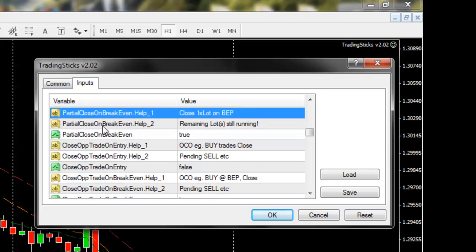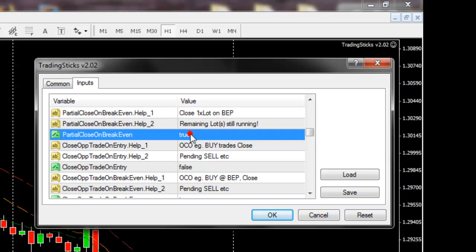Okay, so we want a partial close on break even. We're going to set the option to true, so when the trade hits 30 pips of profit, half the trade is going to close out for the 30 pips and the other half is going to lock in 10 pips. So effectively we've locked in 40 pips out of a potential 60 pips between the two trades. Let's show you how that works on the charts.